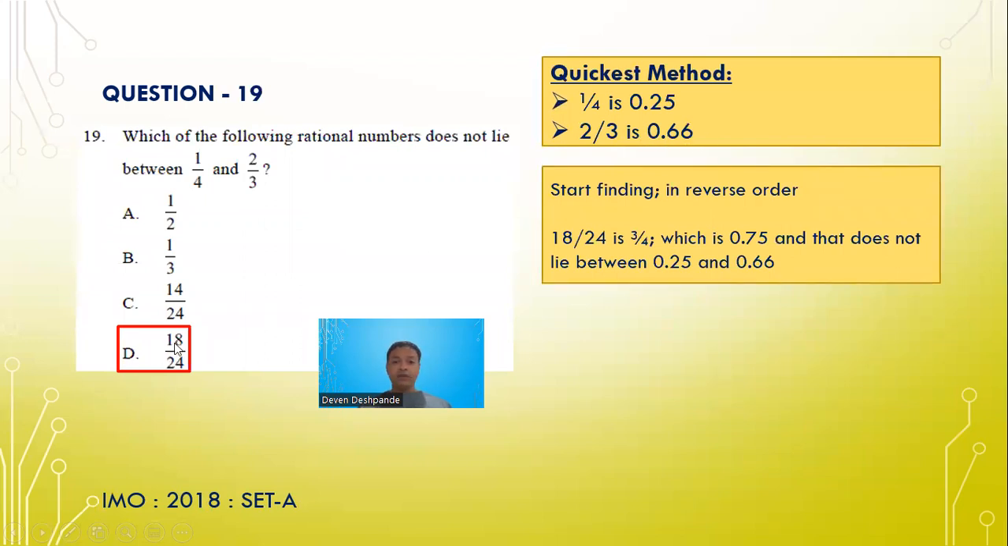So again, let's take 18 upon 24. What is 18 upon 24? 6 times 3 is 18, 6 times 4 is 24. So 3 upon 4, which is 0.75. 0.75 does not lie between 0.25 and 0.66, isn't it? 0.75 is greater than 0.66. So 18 upon 24 does not lie between 1 upon 4 and 2 upon 3. So again, the quickest method in multiple choices like this is to start solving in the reverse order.